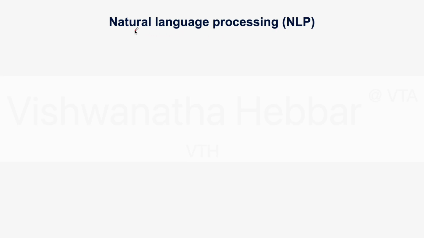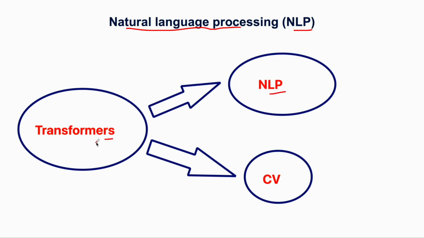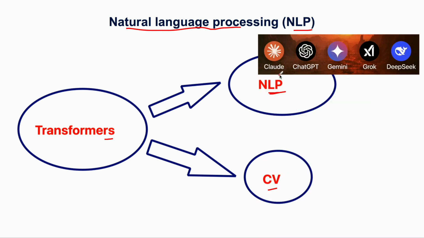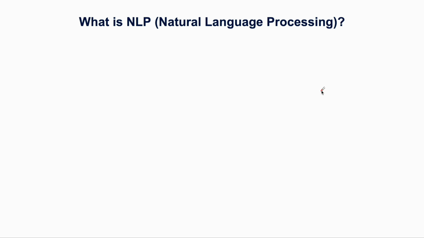Hello, welcome. Let us discuss and understand about natural language processing, or NLP. In the earlier lecture, we have understood that transformers are heavily used in natural language processing. Also, transformers are used in computer vision. Most of the modern generative AI tools like Claude, ChatGPT, Gemini, Grok, DeepSeek use transformers to perform the natural language processing. Now let us understand what is natural language processing.